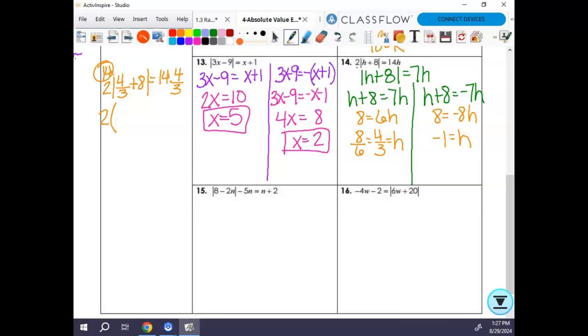When I add fractions, what do I have to have? A common denominator. So I'm going to put 8 over 1, but I need the denominator to be 3. What's 3 times 8? 24. So really, this is 24 over 3. You agree with that? So 24 over 3 plus 4 over 3 is what? 28 over 3. Everybody good with that?